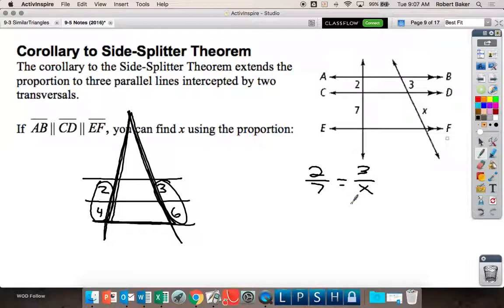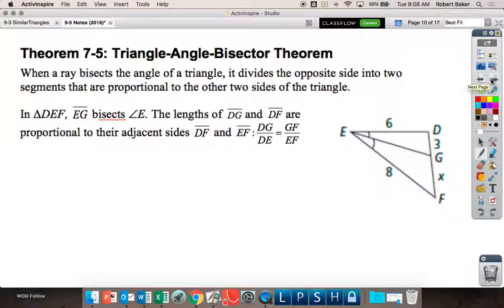It says 2 over 7 is equal to 3 over x. It shows you your proportions. The last new one is called the triangle angle bisector theorem. If you're going to use this one, you have to see that an angle is being bisected.